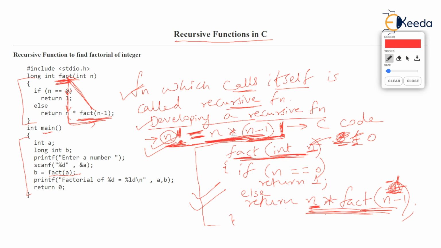Finally, you just have to write the return type of the function. Everybody knows a function must have a return type, and the return type we will write is long int, because the factorial of a number can be a very, very big number.